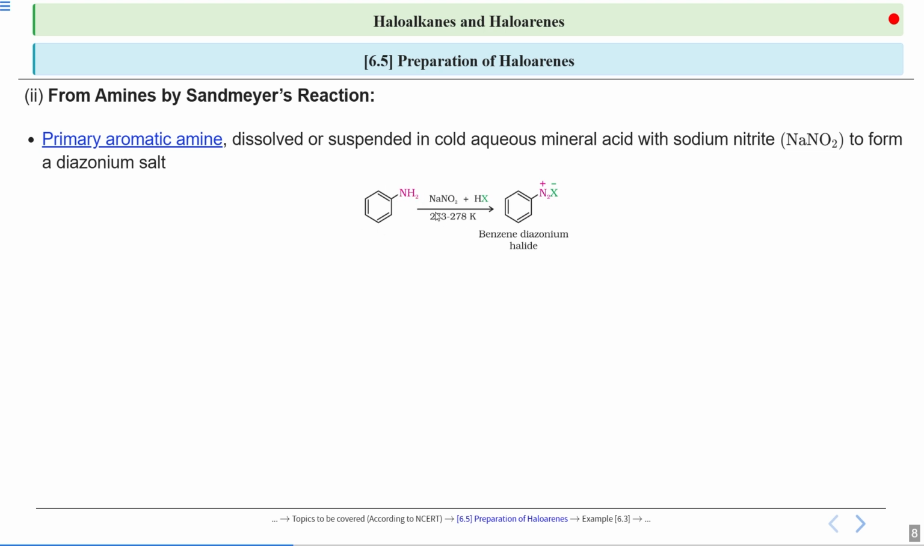Plus, this is reacting with NaNO2 and dissolving in a cold aqueous mineral acid at a particular temperature range, 273 to 278 Kelvin, and you are getting a product which is a benzene diazonium halide, or you can say a diazonium salt, because N2 positive and X negative both are present. So both charges are present. That's why we are calling it a diazonium salt. So this is how you can convert the primary aromatic amine to a diazonium salt when you react it with sodium nitrite and dissolve it in an aqueous mineral acid at the temperature range of 0 to 5 degrees Celsius.